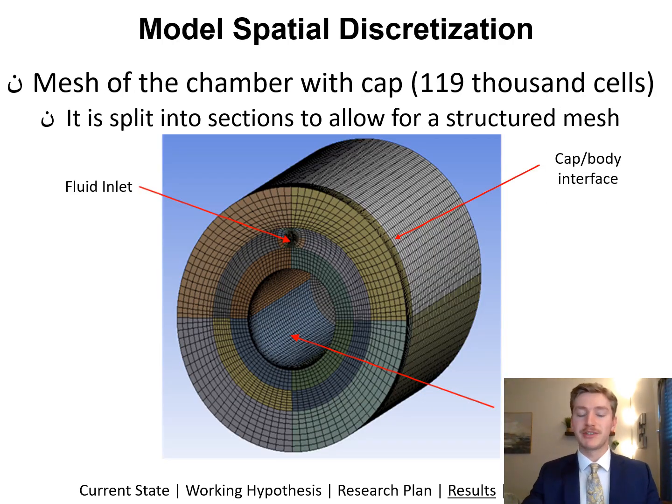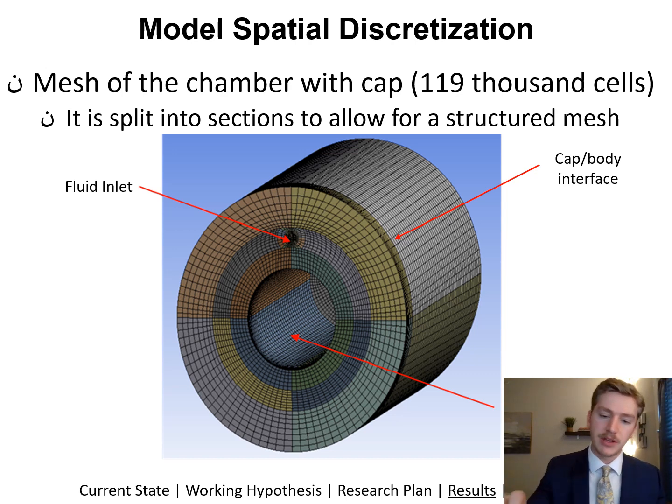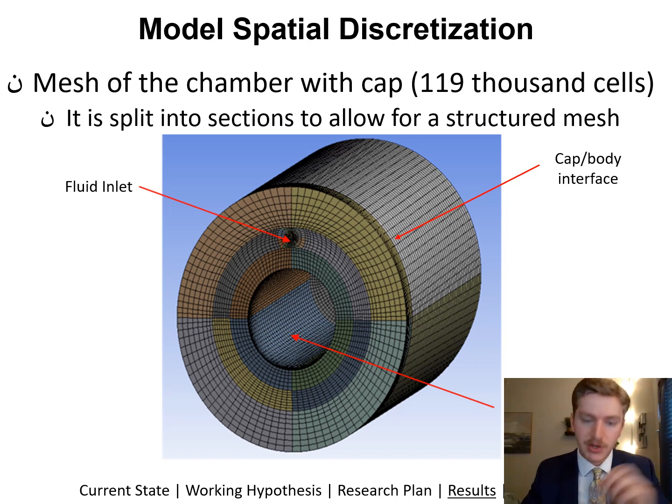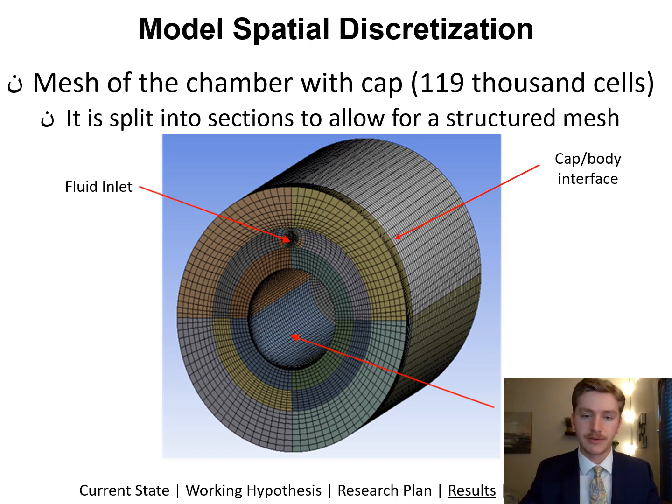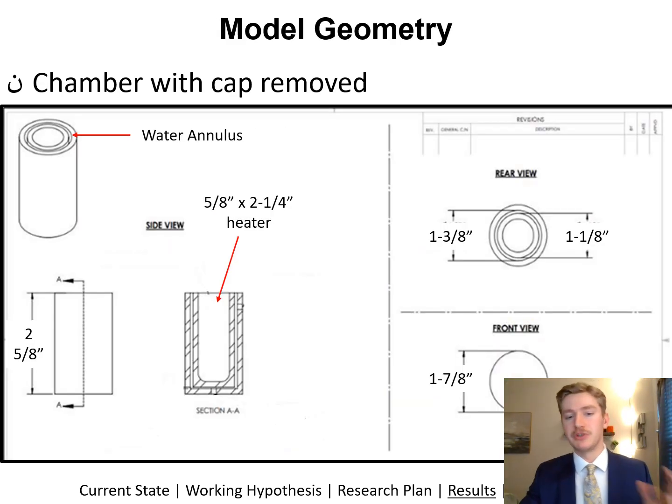Below is the spatial discretization of the mesh. This mesh had about 119,000 cells and was split into sections denoted by the different colors to allow for a structured mesh. The very inner cavity is where the cylindrical heater would go, and that's where the heat is being supplied to the system, and the little hole at the very middle top of that is where the fluid inlet is, and along the side where the difference between the yellow and the gray section is, that's where the cap and the body separate.